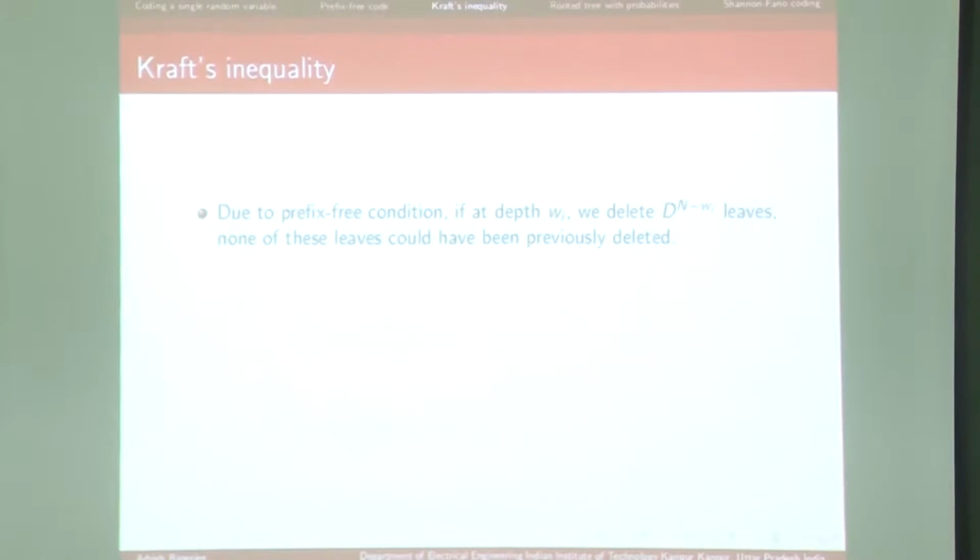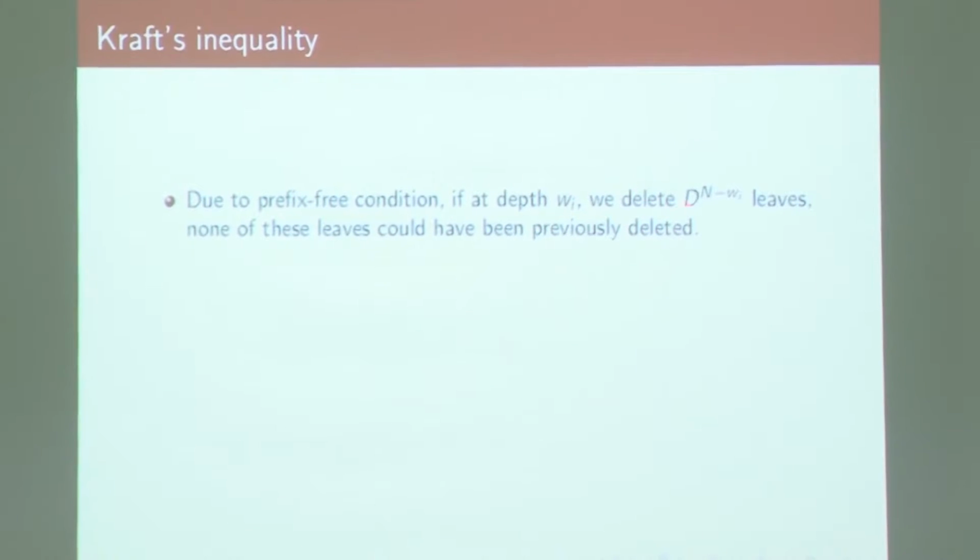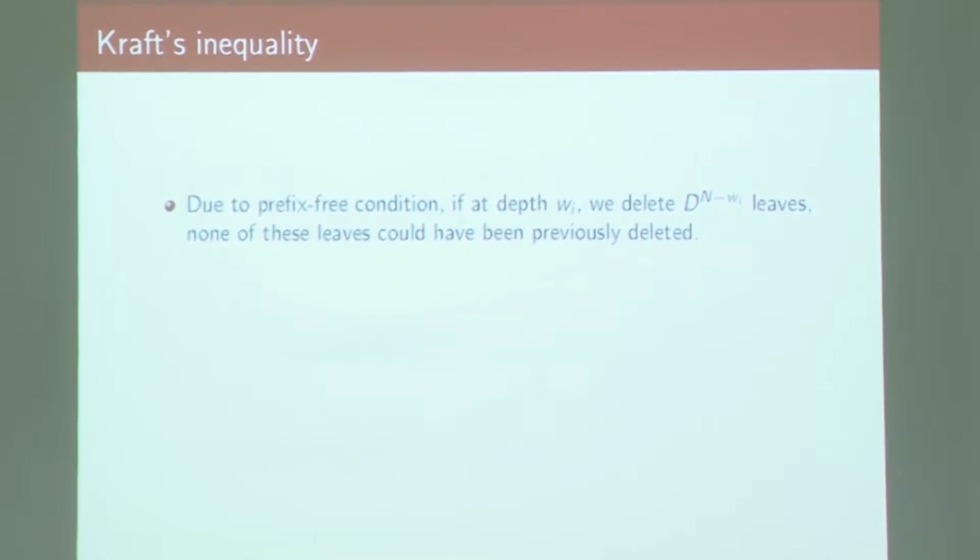So, let us look at this. Due to the prefix free condition, if at depth wi we delete so many leaves, none of these leaves would have been previously deleted. Why? Because it is a prefix free code. So, there is a unique path from the root to this leaf. There is no other code word in that particular path. So, these leaves that I am deleting now have not been deleted before. It is not happening that you deleted them earlier and then again you are deleting the same set of leaves.